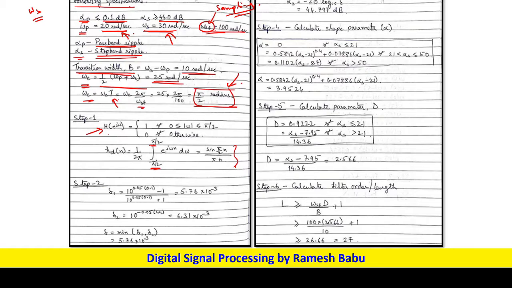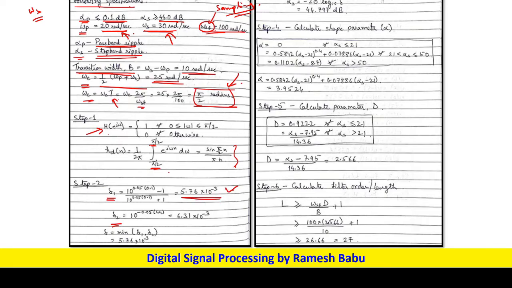In step 2, we have to calculate delta 1 and delta 2. So delta 1 is given by 10 to the power 0.05 multiplied by 0.1, minus 1, divided by 10 to the power 0.05 into 0.1, plus 1, which is equal to 5.76 into 10 to the power minus 3.